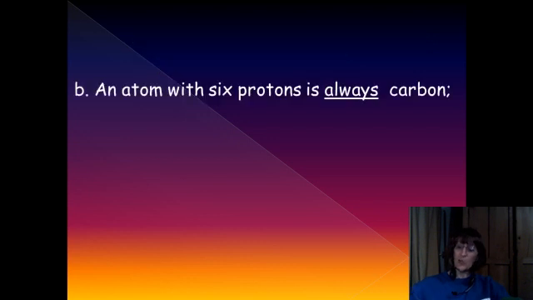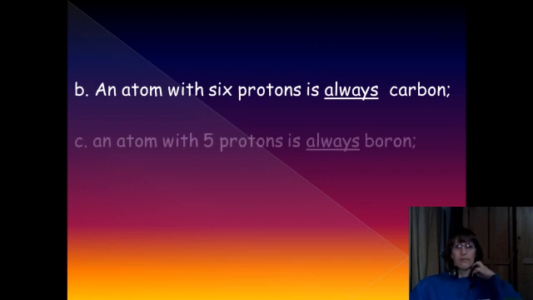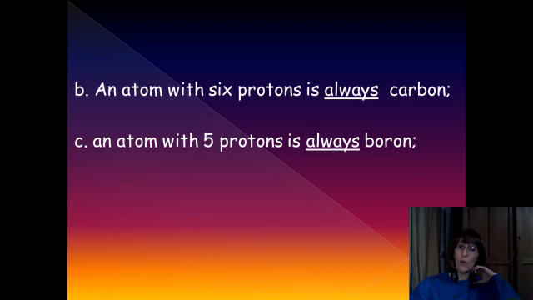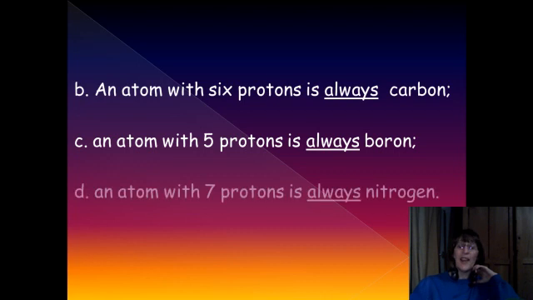An atom with 6 protons is always carbon. An atom with 5 protons is always boron. And an atom with 7 protons is always nitrogen. It doesn't matter how many electrons or how many neutrons, the number of protons tells you what it is.